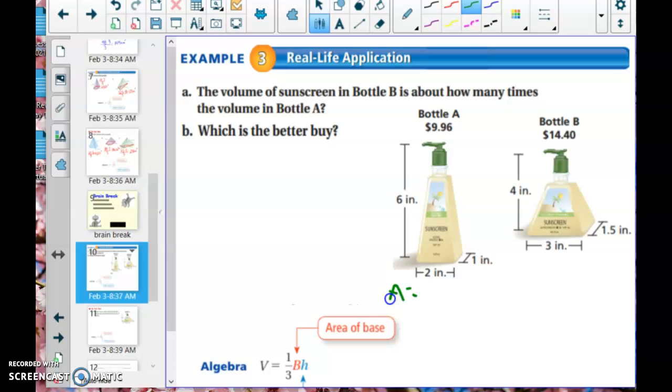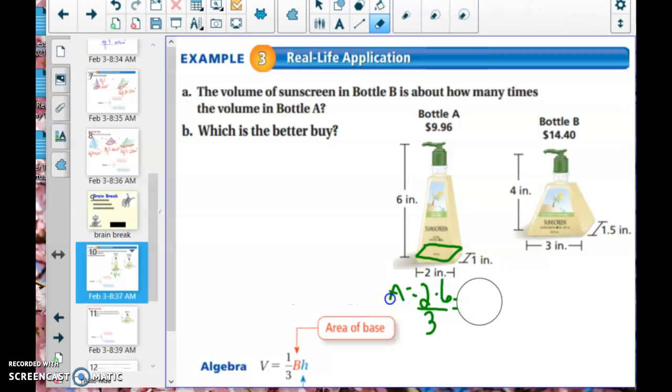The shape of the base is a rectangle, so it would be 2 times 1, which is 2, times 6, and then divided by 3 because it is pretty close to a pyramid. That one has a volume of 4 inches cubed.